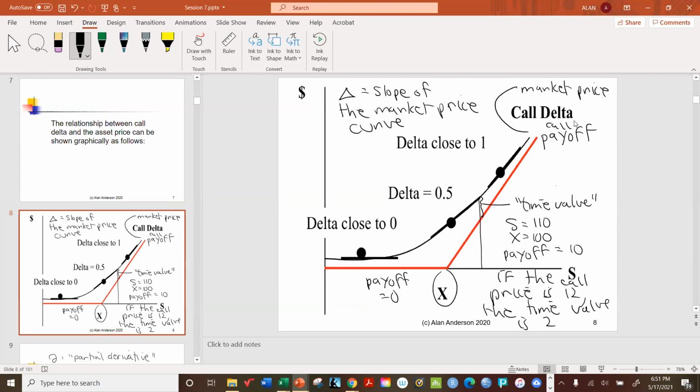So for example, down here, the curve is basically flat. So that delta may not be 0, but it's very close. Up here at the other extreme, the delta is close to 1. And then in between, right at the money, the delta is right around 0.5. So you can see the delta itself depends on how deeply the option is in or out of the money.